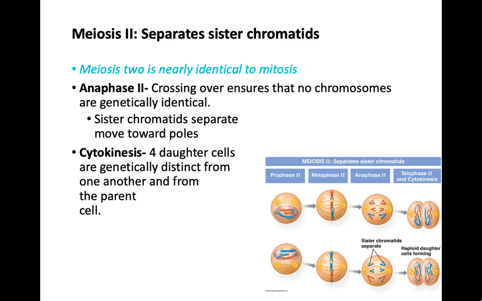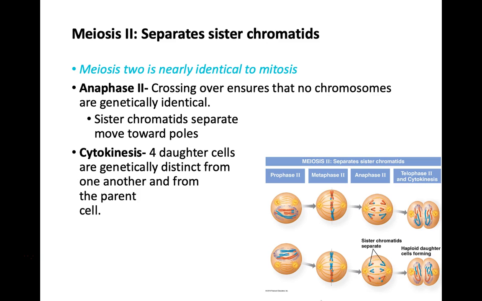At the end of anaphase, due to crossing over, we are going to produce 4 cells that are genetically different from each other. So no 2 daughter cells are the same, and that is due to that process of crossing over. And you can really see in this picture, this anaphase picture, where that exchange of genetic information has occurred. So now we have these new novel chromosomes.